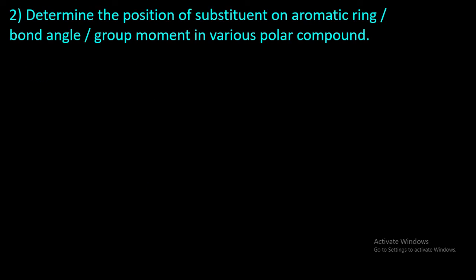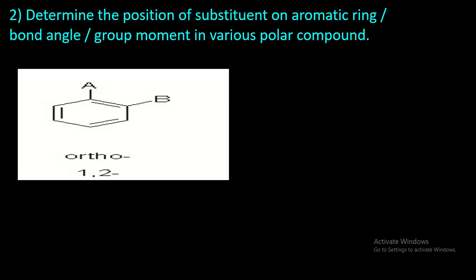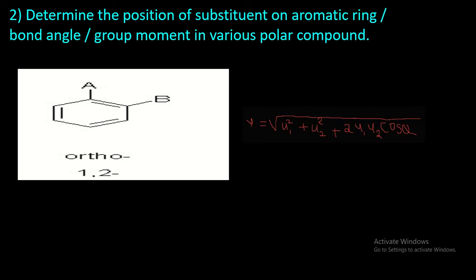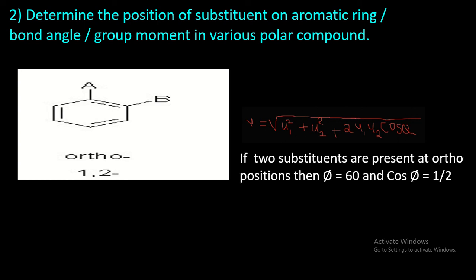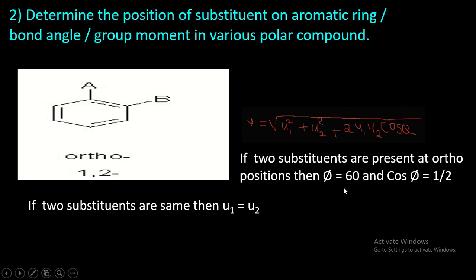Now, second application, determine the position of substituents on aromatic rings, or determine the bond angle, group moment in various polar compounds. In case of the 1,2 di-ortho substituted compound, the moment is determined by the resultant vectorial formula, under root of u1 squared plus u2 squared plus twice u1 u2 cos theta. If two substituents are present at the ortho position, then theta equals 60 degrees and cos 60 equals 1 upon 2. And these two substituents are the same. Therefore, u1 equals u2.